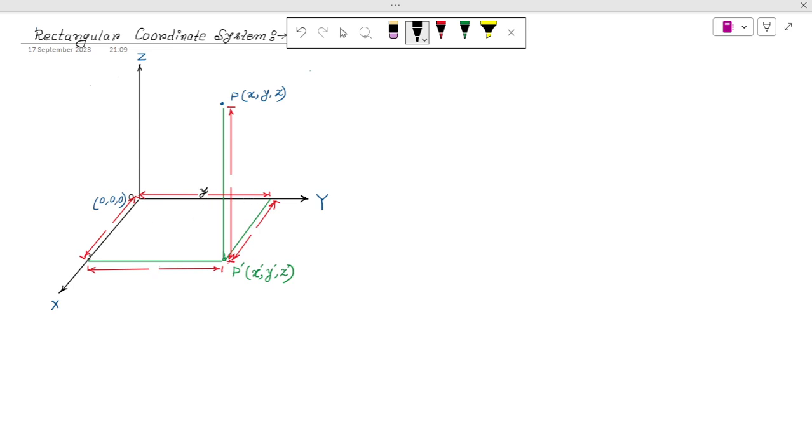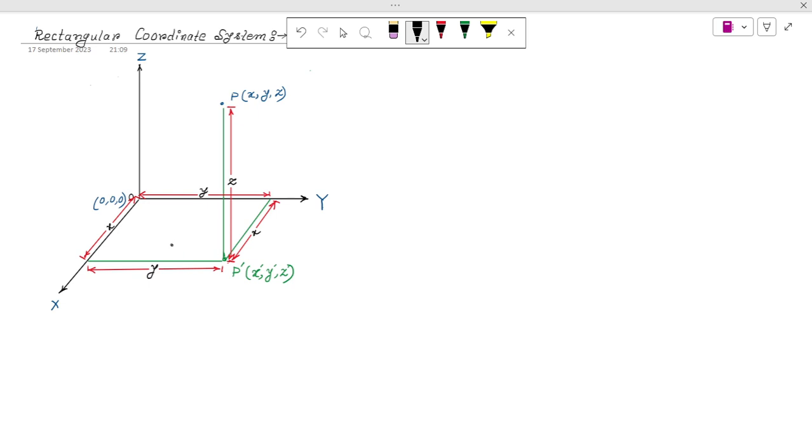Similarly, it is a parallelogram. So it is y, so it must be y. It is along the OX axis, that means it is x. So it will be x. And along the z direction, the z axis direction, it will be small z. So this is our presentation. Okay. So in this way we can define the rectangular coordinate of a particular point P.